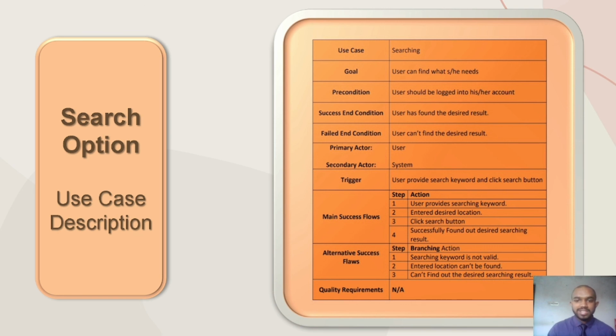Now let's see the main success flow. In the main success flow, the user provides a searching keyword, then he enters his desired location and then clicks the search button. Finally he finds his desired result. There may be some alternative flows like the searching keyword is not a valid keyword, or the system cannot access the location or find the desired location, or the user cannot find his desired result.